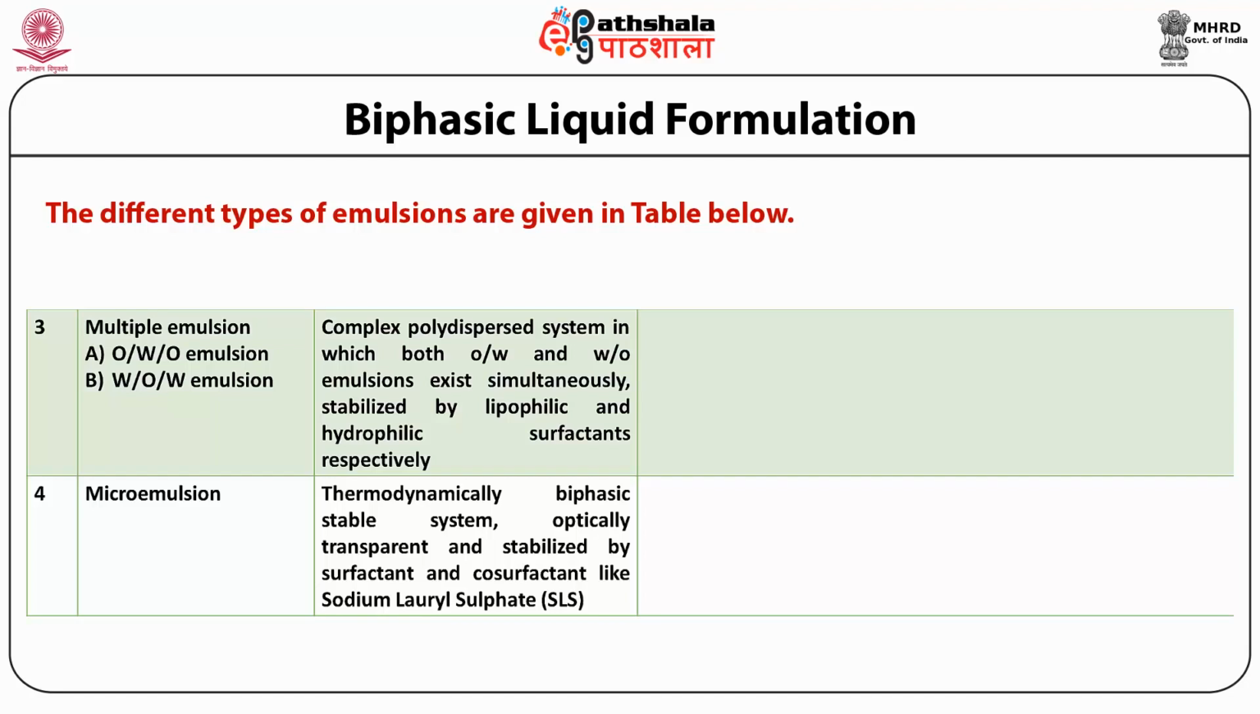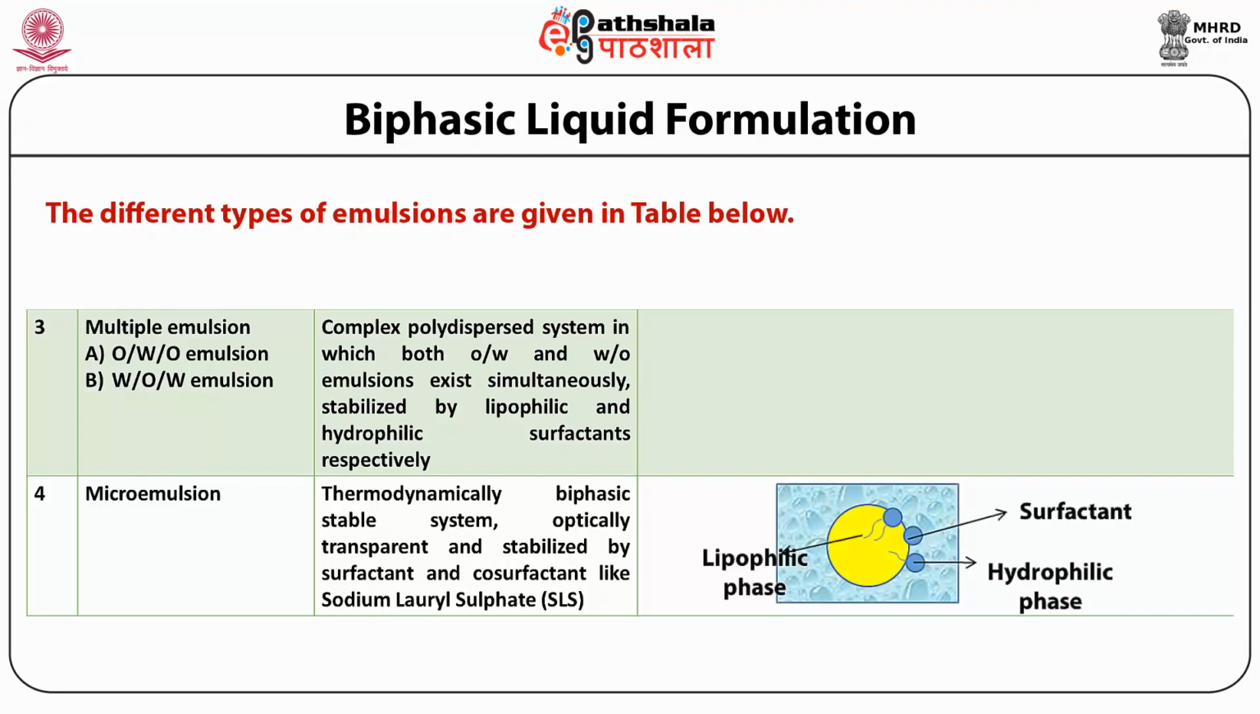A microemulsion is typically depicted in the diagram given on the right side, where we have a lipophilic part of a surfactant, the hydrophilic part facing the hydrophilic phase, and the whole system is being stabilized by the surfactant.